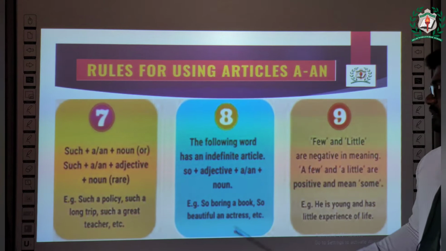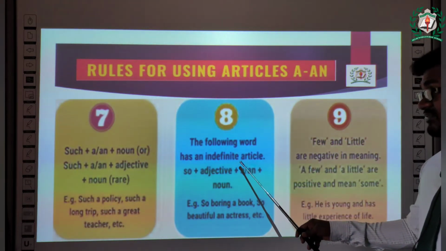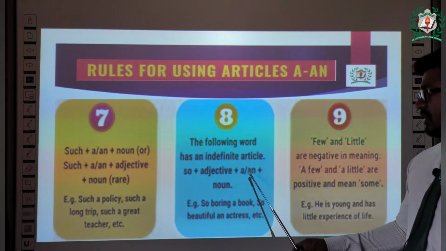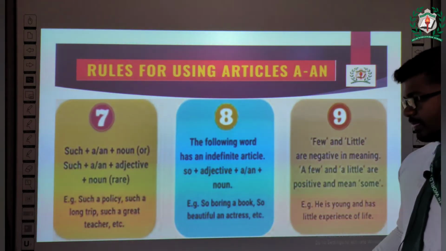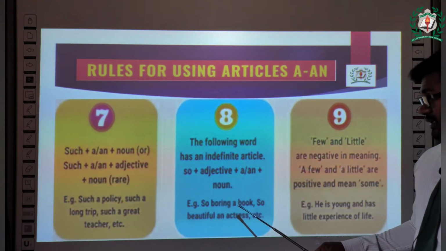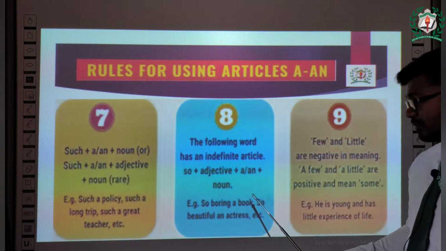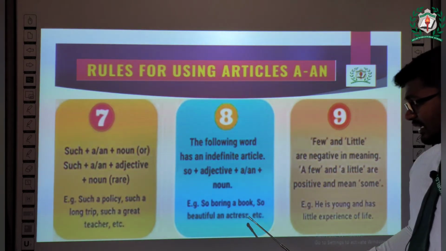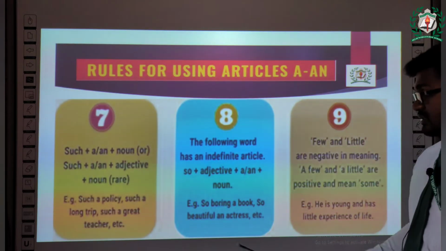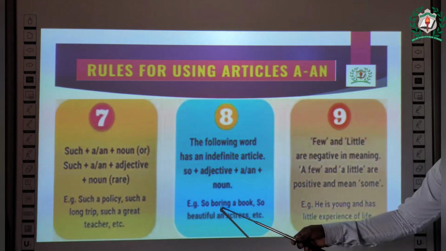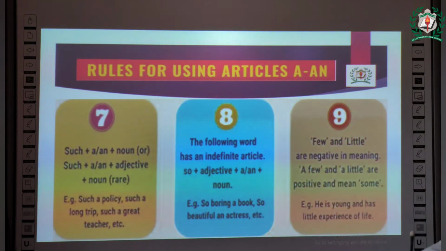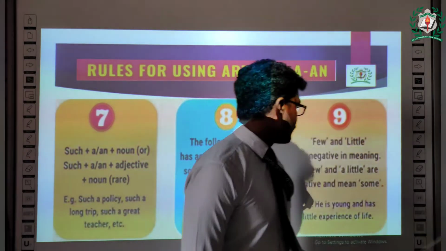Okay, next. The following word has an indefinite article. So plus adjective plus a or an plus noun. So boring a book. So beautiful an actress. Here you see a book and an actress. So here, so plus adjective is here, and then a or an plus noun.